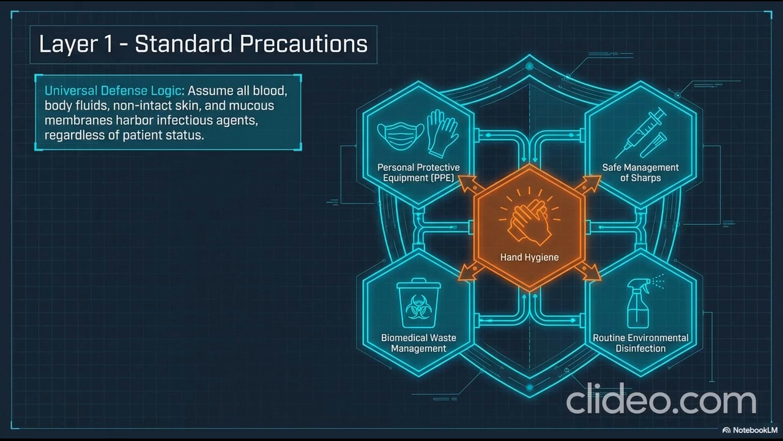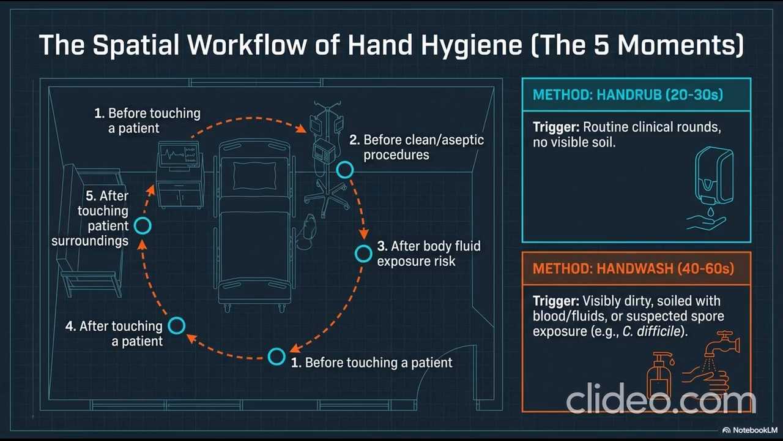Our first layer of defense is standard precautions, built on the universal logic that all blood, body fluids, and non-intact skin harbor infectious agents regardless of patient status. This layer integrates 4 critical components: the use of personal protective equipment, PPE, the safe management of sharps, routine environmental disinfection, and rigorous biomedical waste management. Hand hygiene serves as the central hub, connecting all these protective actions.